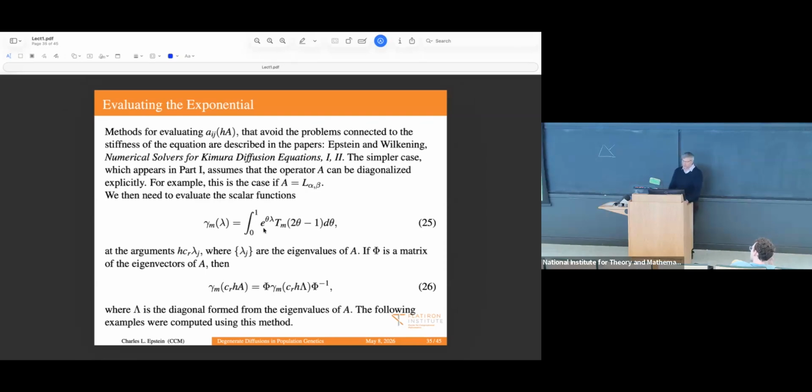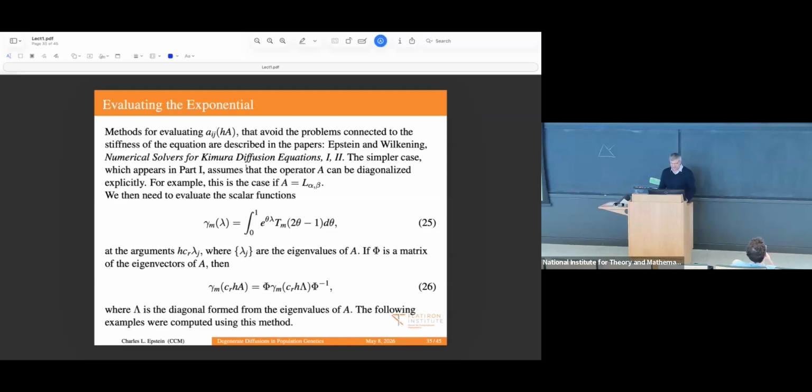Okay, so we need methods to evaluate these a_ij of HA, these functions evaluated on the operator. And the problem is that there's this so-called stiffness problem, that the eigenvalues go very rapidly from being around 1 to being very small. And you have to avoid numerical artifacts that tend to arise when this happens.